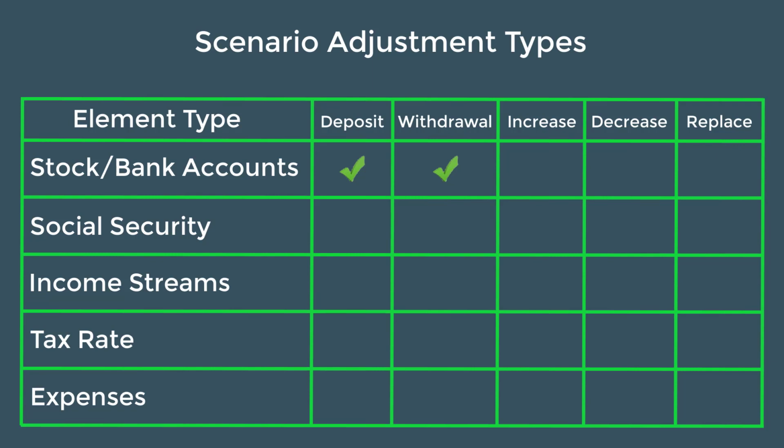For Social Security, use Replace to set an alternate Social Security income for a year. For income streams, use Replace to set a specific income for the account, or use Increase to withdraw an additional amount above the specified income, or use Decrease to reduce the specified income. For taxes, use Replace to set an override tax rate for a specified year or range of years. And for expenses, use Increase to bump up the normal expenses for the year, or Decrease to reduce the normal expenses for the year, or use Replace to change the year's expenses to a new amount.